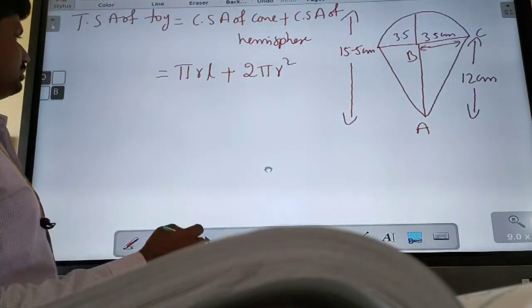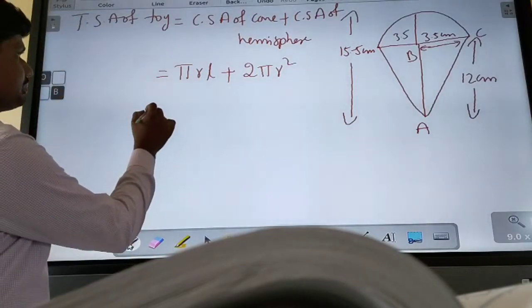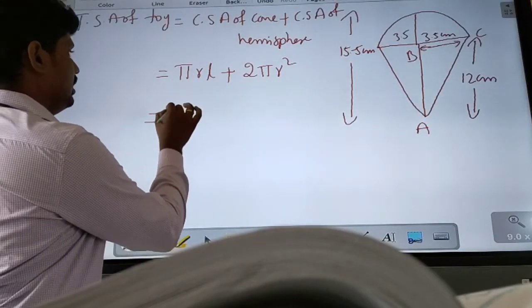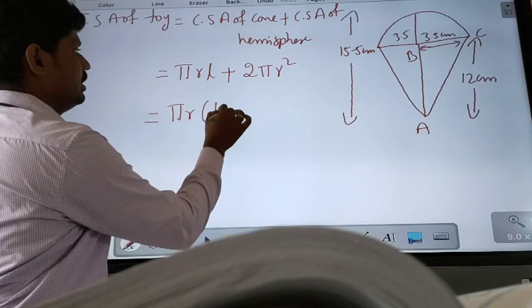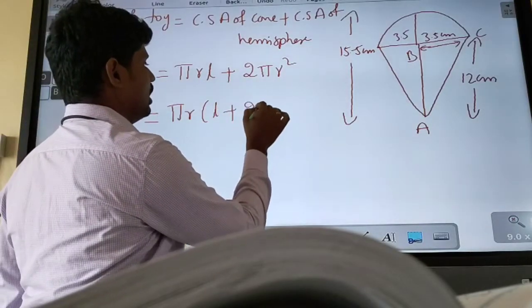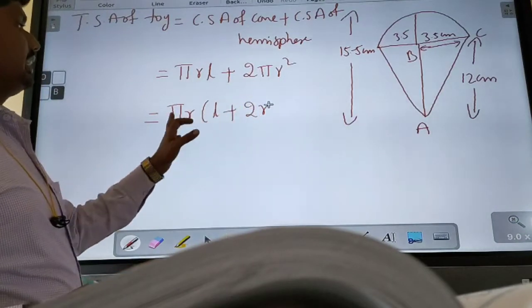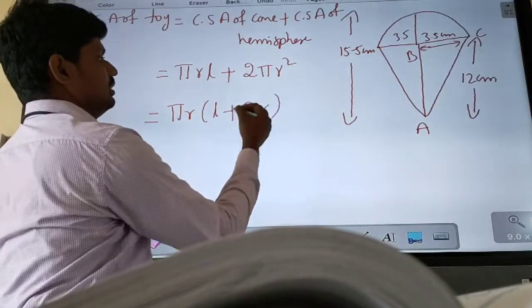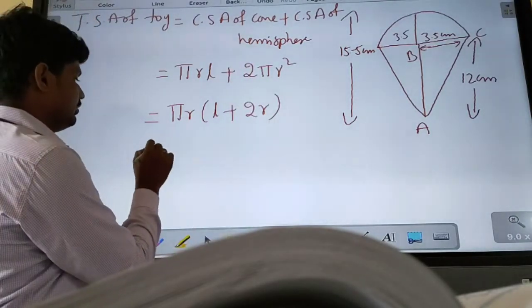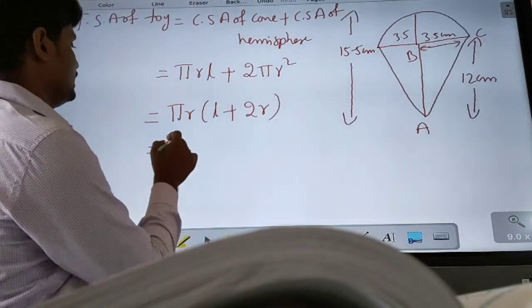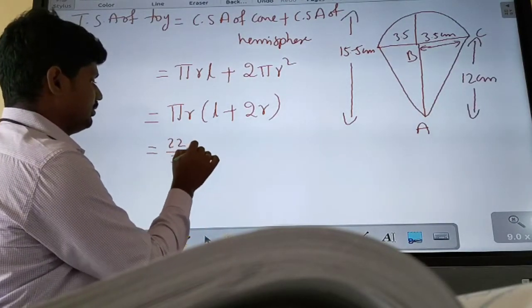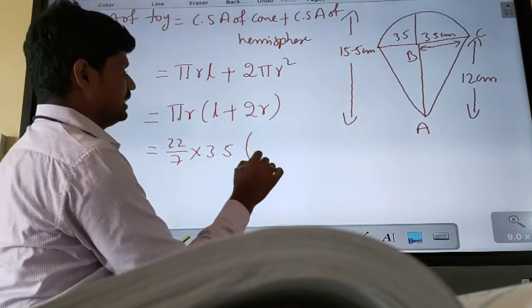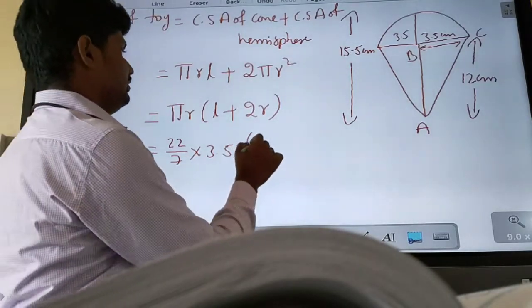See, observe all of you. You should take the common factor outside. What is the common factor? Pi r. Remaining is L plus 2r. Pi is taken outside, one r is taken outside, and the remaining factor is 2r. Now apply the formula. See, what is the value of pi? 22/7. What is the value of r? The r value is 3.5. And what is the value of L?